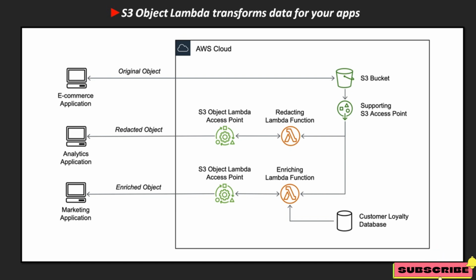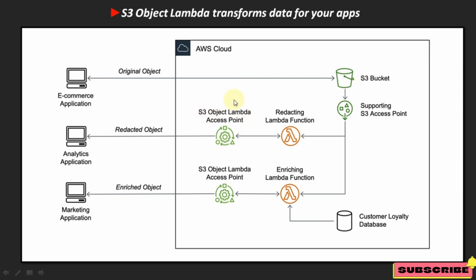It might be necessary to enrich the data with additional details, like information from the loyalty database, if the same data set is used for a marketing campaign. You can add your own code to S3 Object Lambda to process data before returning it to an application. The S3 Object Lambda access point lets you attach an AWS Lambda function.